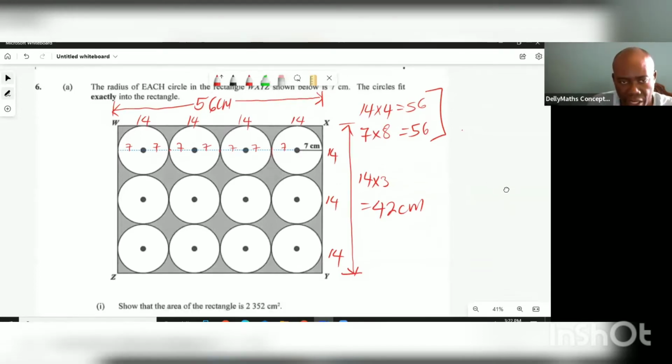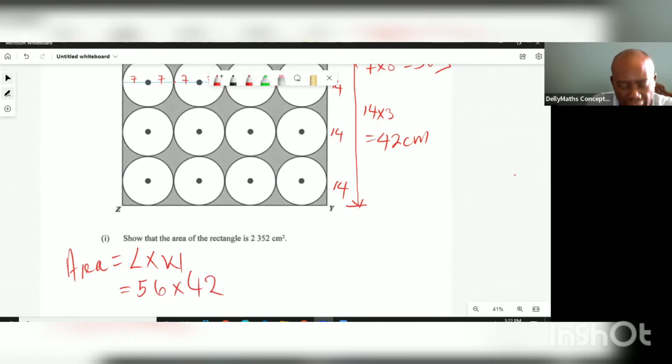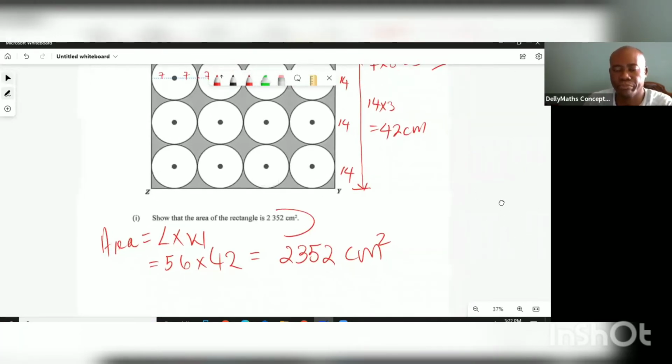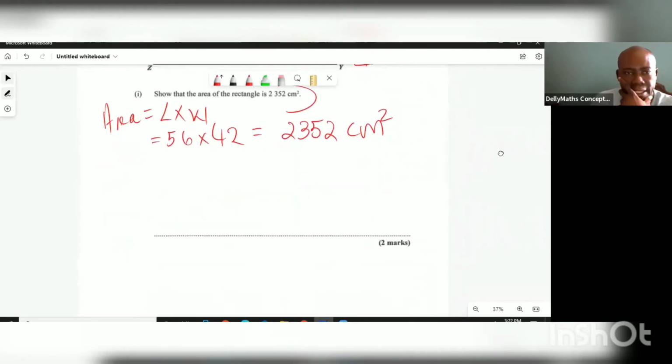So proving right now the area of this rectangle, I'll say area of a rectangle is always length times width. So that accounts for area. And in this case, we're talking about 56 times 42. This is all I need to multiply, 56 times 42, and definitely we would have gotten 2,352 centimeters squared. So hence we would have proven this, and we would have collected those 2 marks. Let's move on.